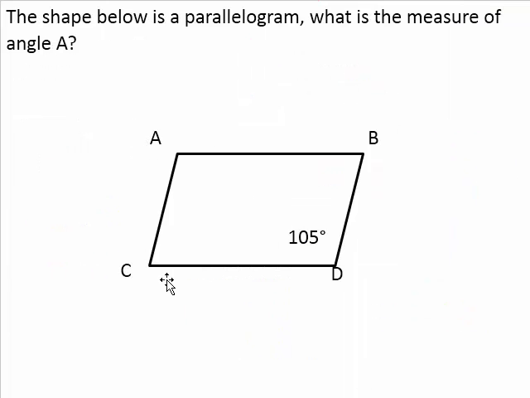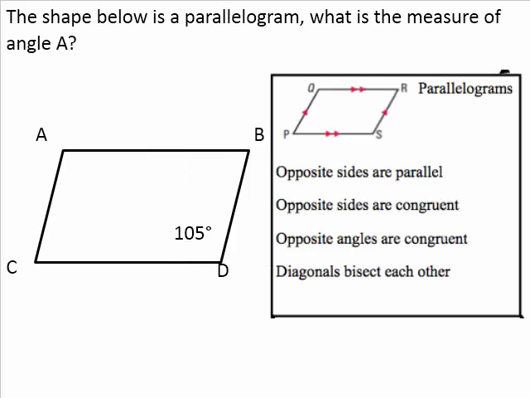The shape below is a parallelogram. What is the measure of angle A? So we would look up the properties of parallelograms. We notice that opposite sides are parallel. Not really helpful. We're looking for properties dealing with angles. Opposite sides are congruent, and opposite angles are congruent. So since D is 105 degrees, this means that A must also be 105 degrees, because they're opposite angles, they are congruent to each other.